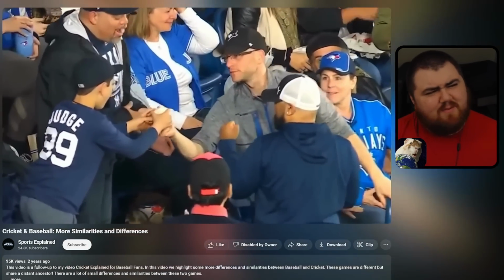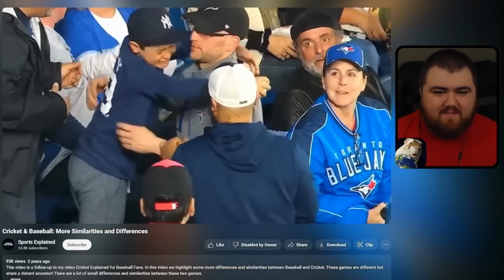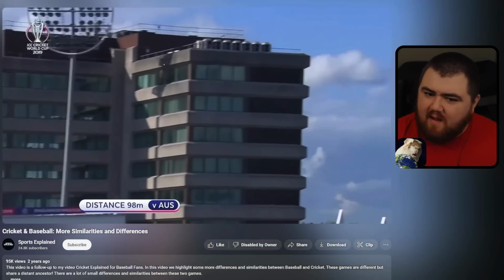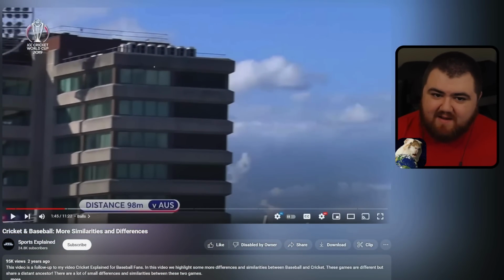Unlike baseball, where fans can keep the balls that they catch, if the cricket ball is hit into the stands, it is returned to play. They don't get to keep it? Oh, what a bummer, dude.